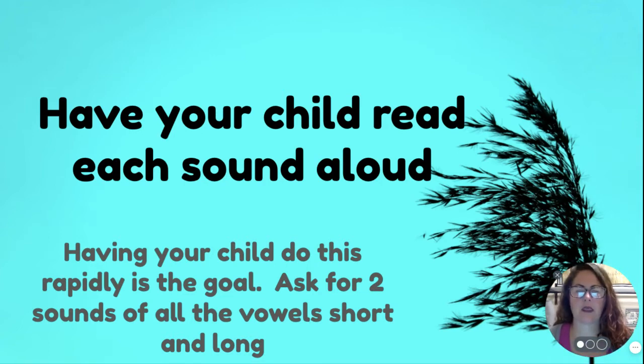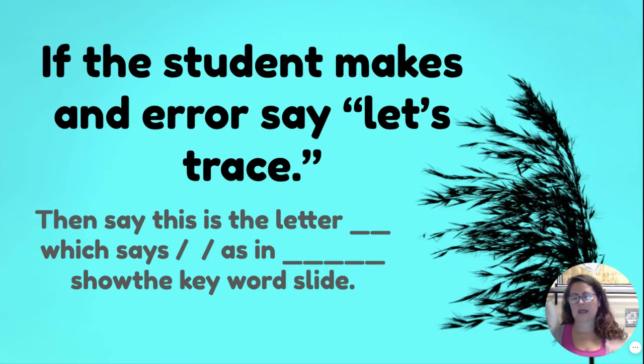We will go through the following slides quickly. Have your child read each sound aloud. Make sure you prompt for the sounds of the vowels, the short and the long sound. If the student makes an error, you'll say, let's trace, and then you would say, this is the letter S, which says S as in sock, and then you would show the keyword slide, okay? And then you would have them say S, S, S, 3 times.